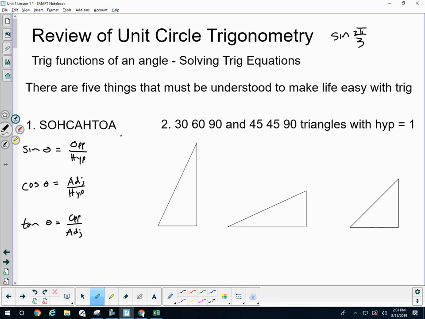So I got to remember that. I also need to remember the reciprocal functions. So the reciprocal of sine is cosecant. Cosecant would be hypotenuse over opposite. Reciprocal of cosine is secant. Secant is hypotenuse over adjacent. Reciprocal of tangent, cotangent. Okay, that's the first thing I need to know.